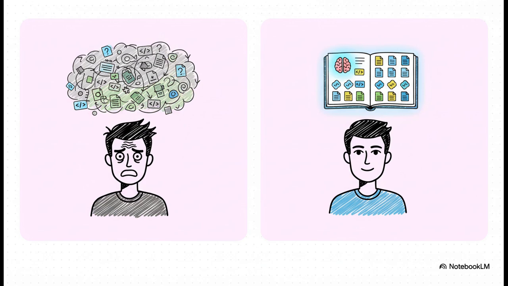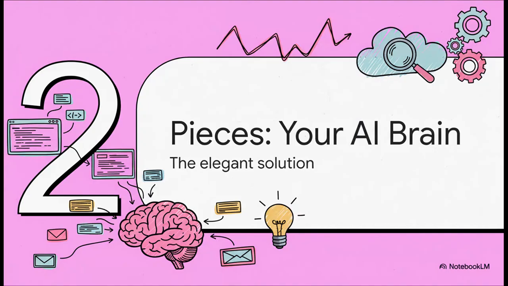Without a good system, our digital knowledge is basically a chaotic mess. It's like a desk just covered in random sticky notes and scribbles. Yeah, the information is there somewhere, but good luck finding it. Pieces wants to take all that chaos and turn it into one single, smart notebook that just automatically grabs and organizes everything for you.